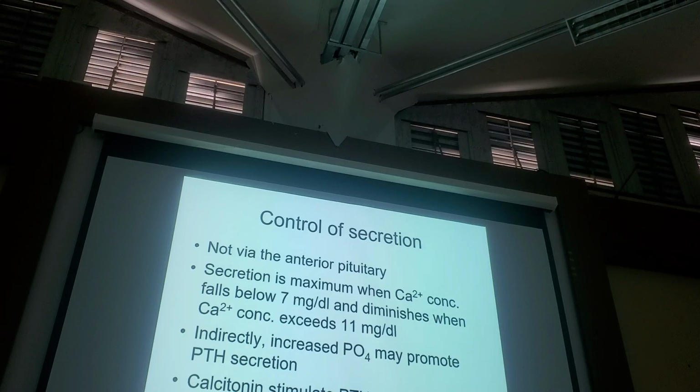So when you say the calcitonin stimulates PTH secretion, you're saying if it stimulates and then lowers blood calcium... The action of calcitonin is to lower blood calcium. Yeah. Chances are that it would shift it a little bit below the normal range.